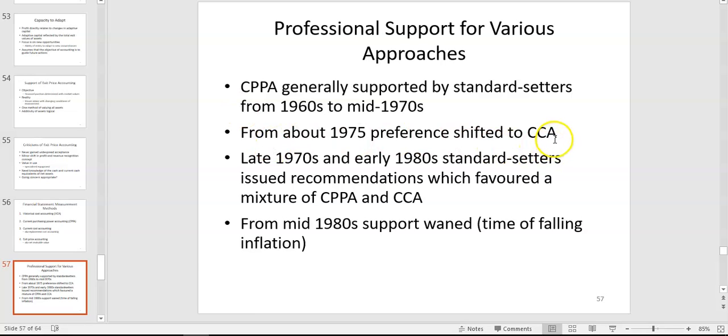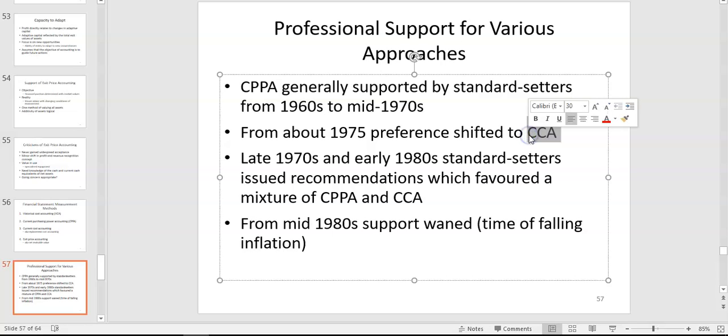However, then it shifted towards current cost accounting, as they felt that maybe the generic price indices adjustments of CPPA were, I suppose, too subjective and weren't really giving realistic and useful information. But once that started to happen, standard setters did issue some recommendations in favor of these, the support started to wane as inflation started becoming under control.